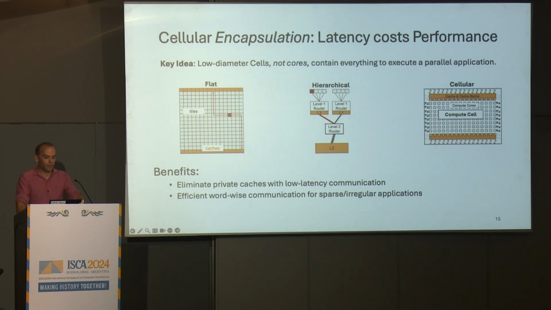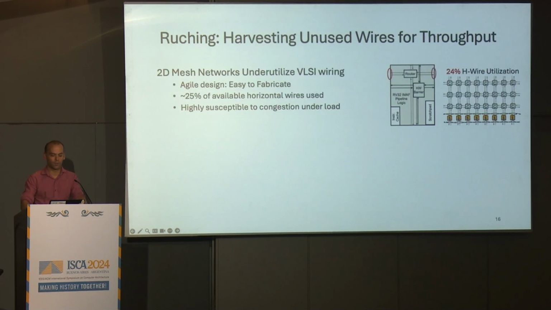The benefit of this is we can eliminate private caches with low latency communication interfaces between the cores and the caches, and also perform efficient word-wise communication for sparse and irregular applications. Now, creating cells will give you good performance, but there is additional work needed to provide low latency and high throughput. And one of the key concepts that we develop in this paper and in related work is the concept of ruching, harvesting unused wires for throughput.